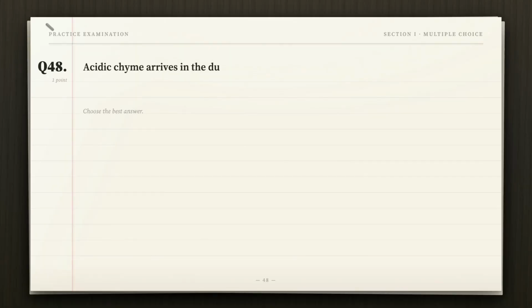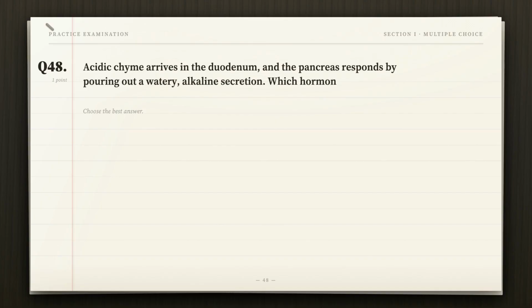Question 48. Acidic chyme arrives in the duodenum, and the pancreas responds by pouring out a watery alkaline secretion. Which hormone drives that response, and what problem does it solve?